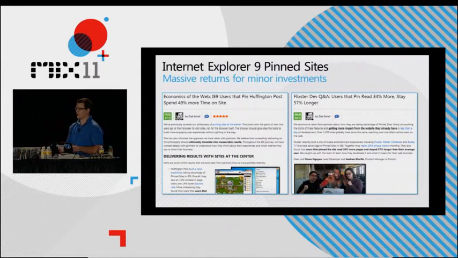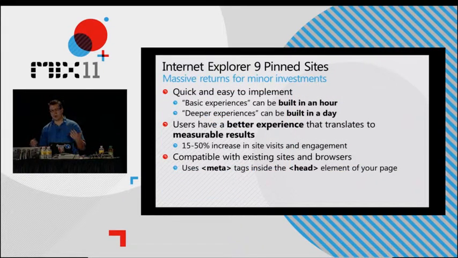So in the case of the Huffington Post, they're seeing users spending 49% more time on their site. And in the case of Flixster, they're saying an increase of anywhere from 40 to 57% more time spent on the site itself. In addition to that, they see that users are reading 34% more pages on Flixster. So if your revenue model is based on advertisements or hits and you want to drive more traffic back to your site, this is a very, very small investment that will hopefully return massive gains. So that's sort of the so what.